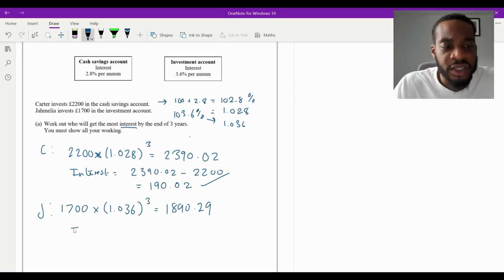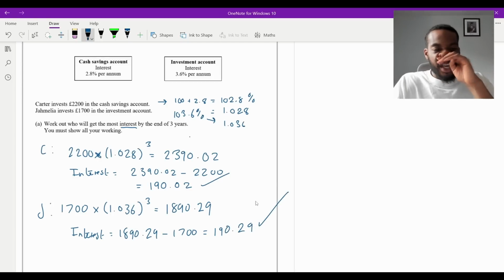And then obviously the interest is going to be the final amount minus the initial amount, right? Which is going to be 190, isn't it? 0.29p. Yeah. So now we've got the interest for both.